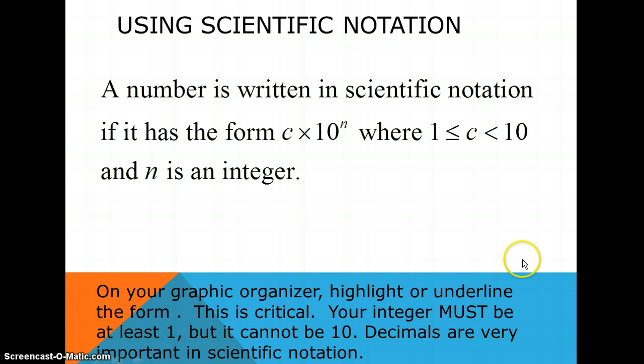This presentation is going along with your graphic organizer. It's critical that this part is followed exactly. So in the margin, pause the video if you need to, and write C must be 1 or bigger, but less than 10. Scientific notation uses a lot of decimals, and that's perfectly okay.